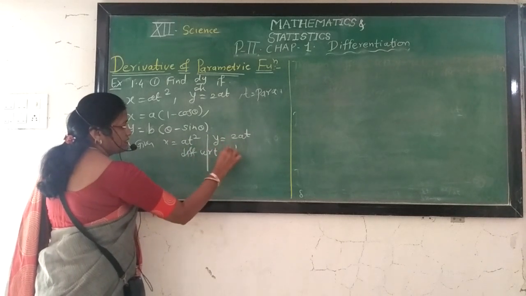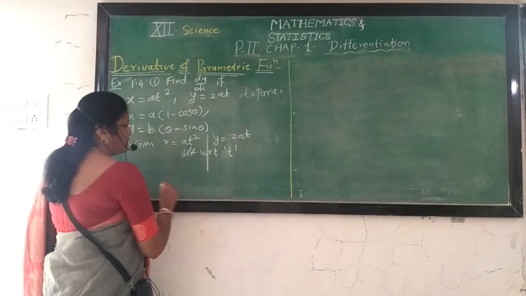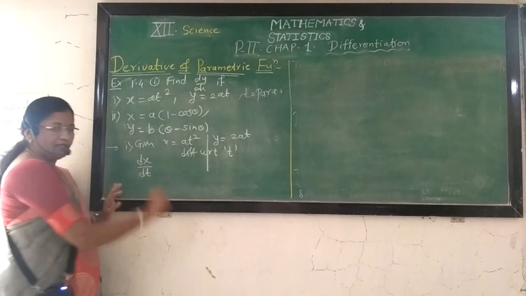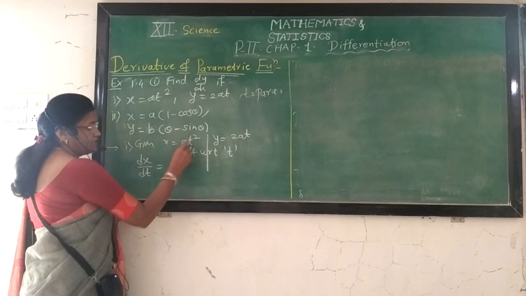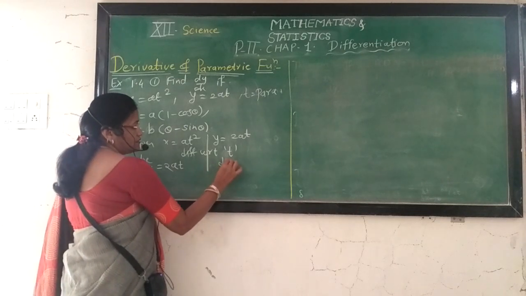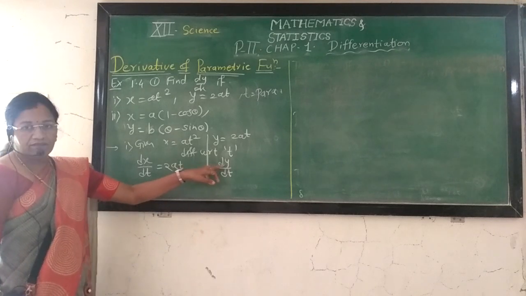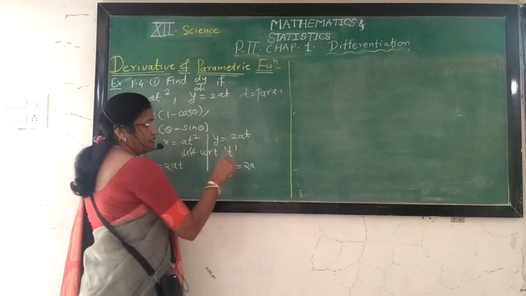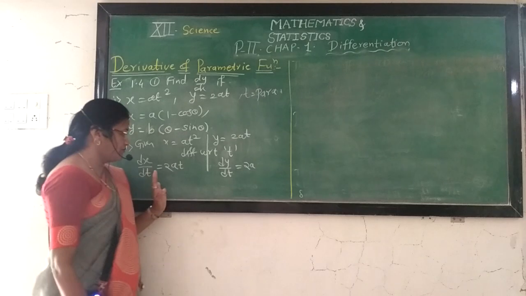Here the parameter is t, so we take differentiation with respect to t for x and y. First we take the derivative of x with respect to t, dx by dt. a is a constant and the derivative of t square is 2t. Now y is differentiated again with respect to t. So dy by dt is equal to 2a, where a is a constant and the derivative of t with respect to t, that is dt by dt, has value 1.